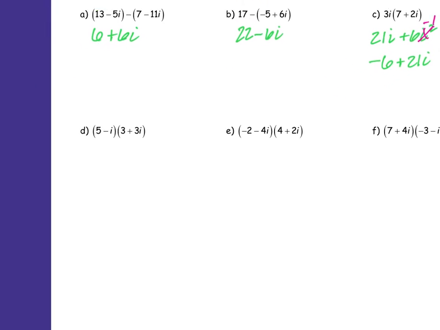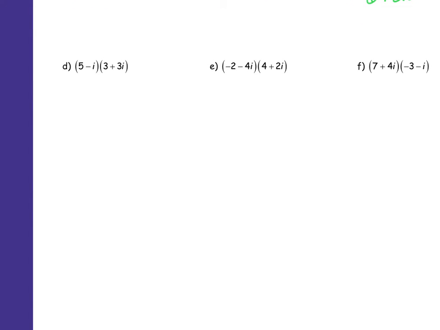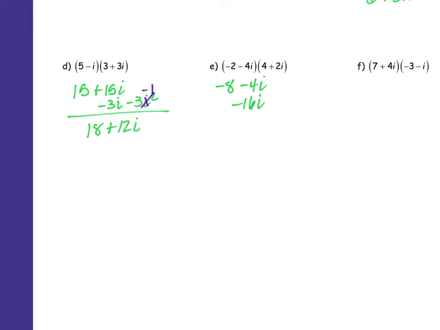Okay, and then here we go, multiplying. I've got 15 plus 15i minus 3i minus 3i squared. This becomes a negative 1. So I get 18 plus 12i. And this one was negative 8 minus 4i minus 16i minus 8i squared, but that's negative 1. So that leaves me with negative 20i.